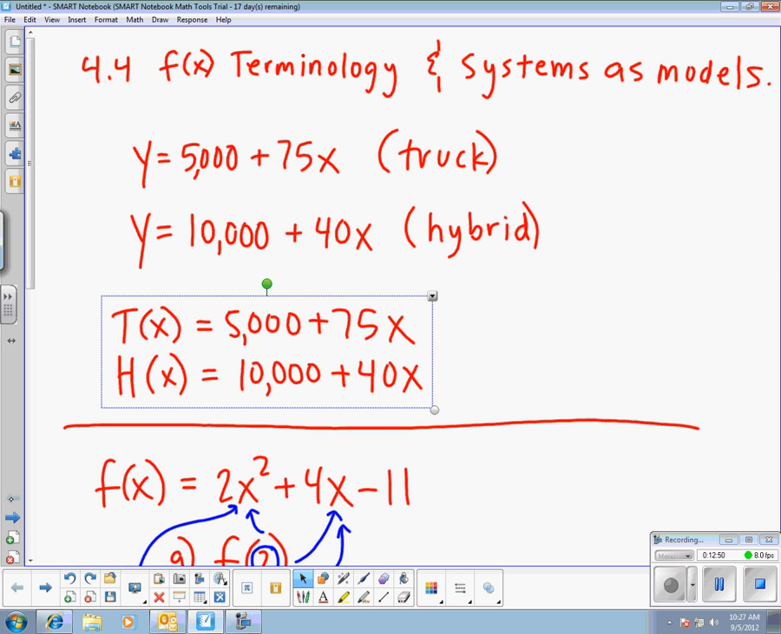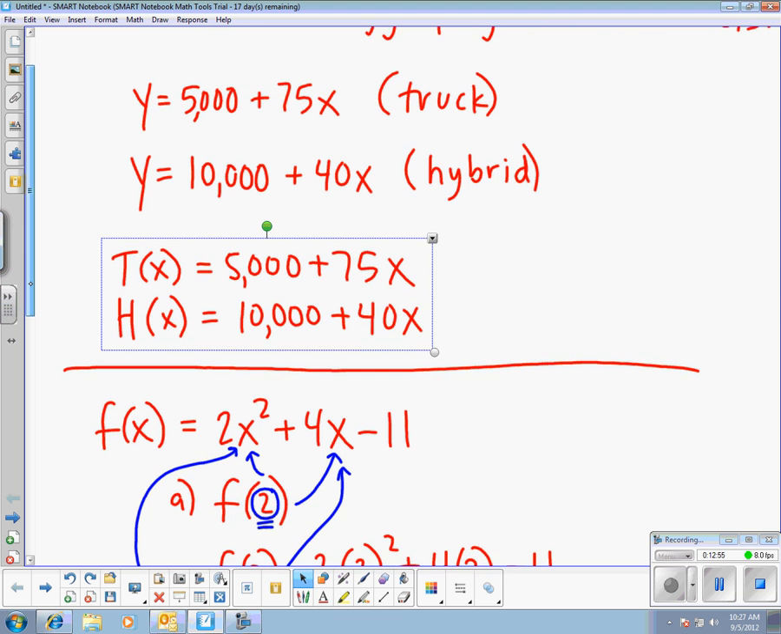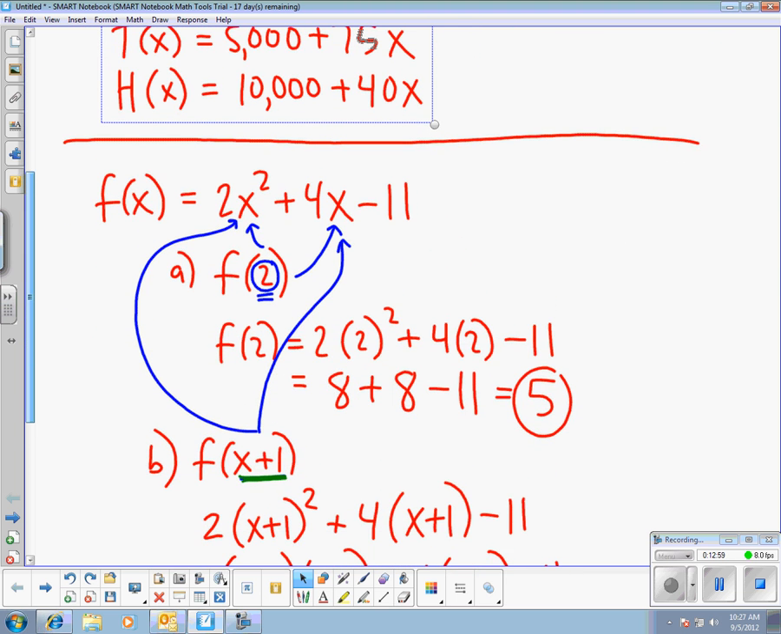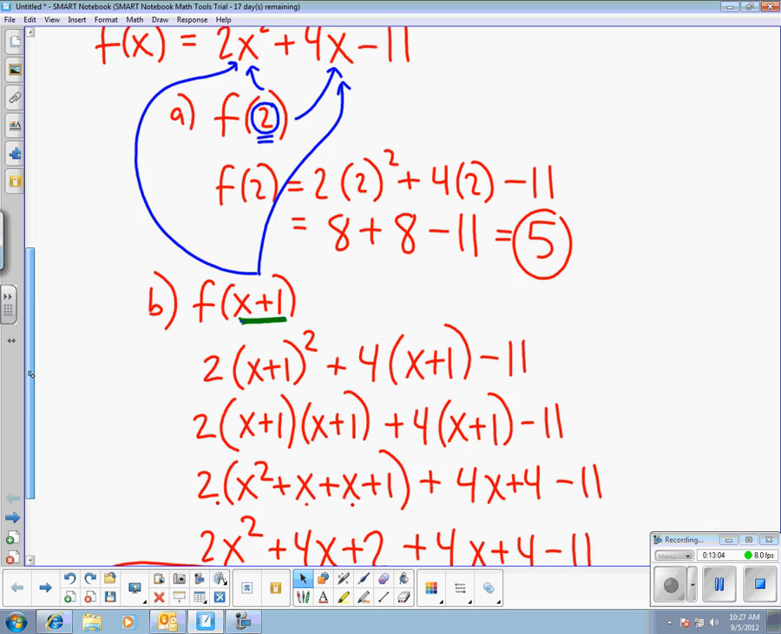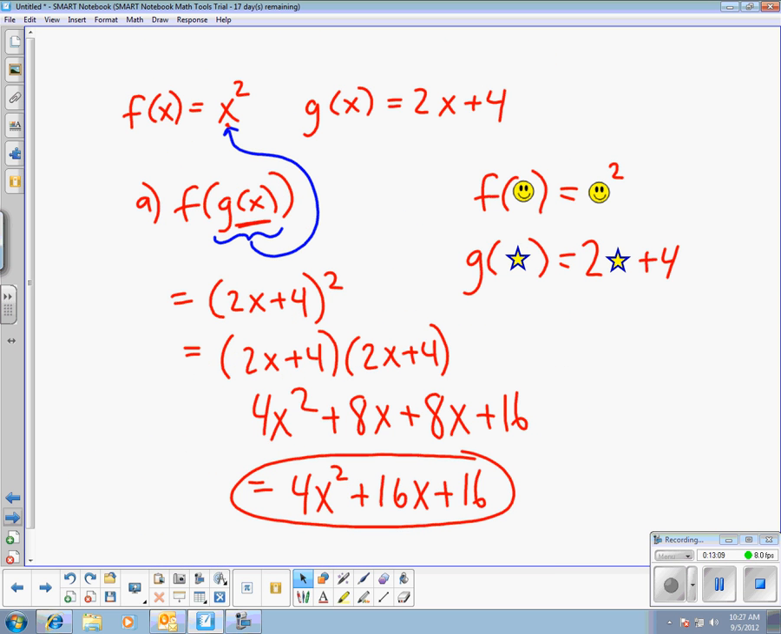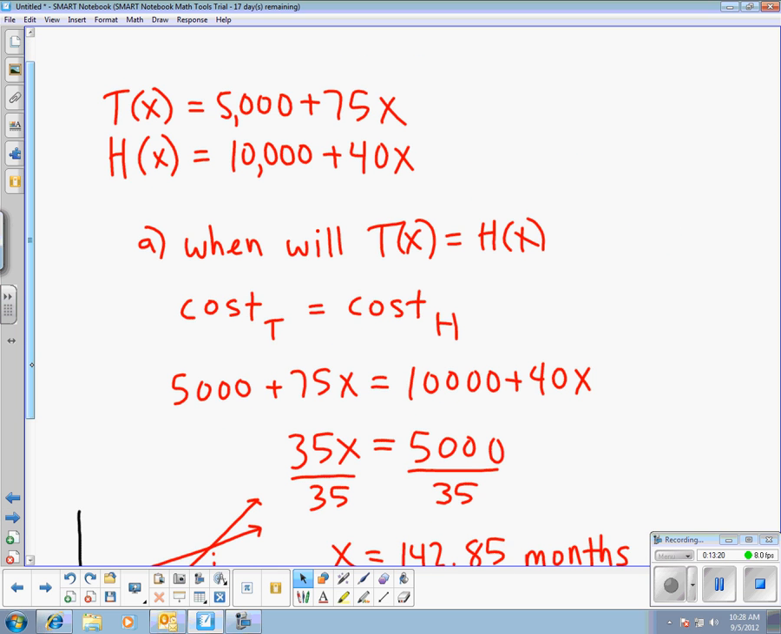Main points for today: function notation is just another word for y. It's usually f of x. If you have a problem asking you for f of 2, plug in 2 for x. If you have a problem asking you for f of x plus 1, plug in x plus 1 for x. Whatever's in those parentheses gets subbed in for x. Okay, f of g of x, take the entire g function and plug it in for x. Remember the stupid examples with the smiley face and the star, that'll help. And then we'll get to more word problems like this.